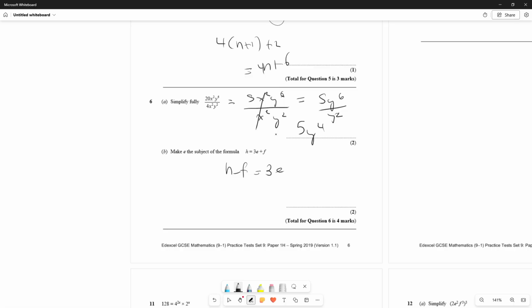And then we have 3 times e. We want to get rid of the times 3, so we have to divide by 3. We're doing the opposite. And make sure it's not just over this one, it's over the whole thing. So it'll be h minus f over 3, the whole thing, is equal to e, and that will be your answer.